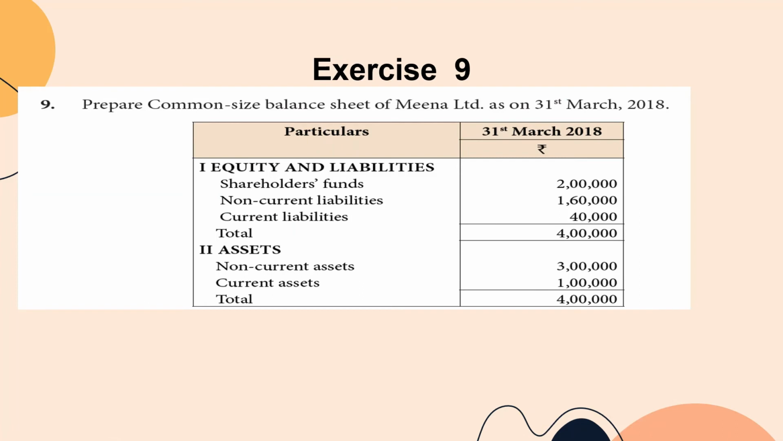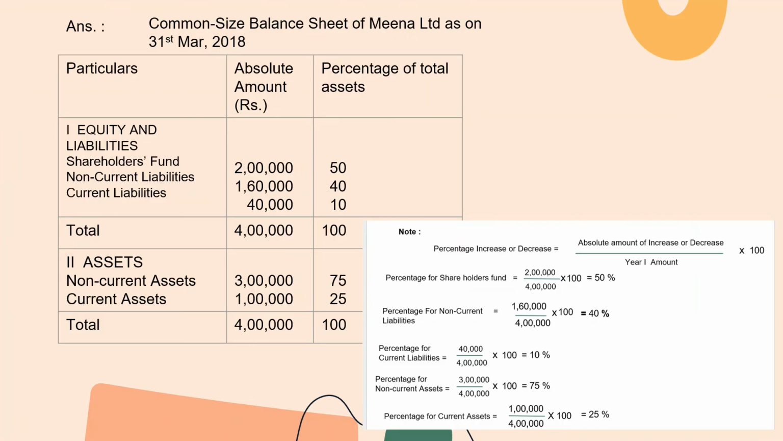Now ninth sum, it is prepare common size balance sheet. This is balance sheet. Now we did the income statement. Now this is balance sheet. Balance sheet, you have to just whatever is given in the question, same you have to write it in the solution, first two columns. See, same how the format is given, same you have to copy and write all these values. See how it is given in the question, same way you should write.